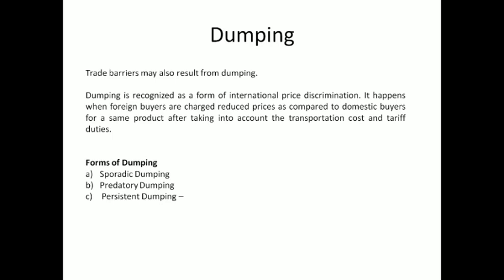This is after taking into account the transportation cost and tariff duties. Dumping is the export of a commodity at below cost, or at least the sale of a commodity at a lower price abroad than domestically. Dumping is classified in these three forms: sporadic dumping, predatory dumping, and persistent dumping.